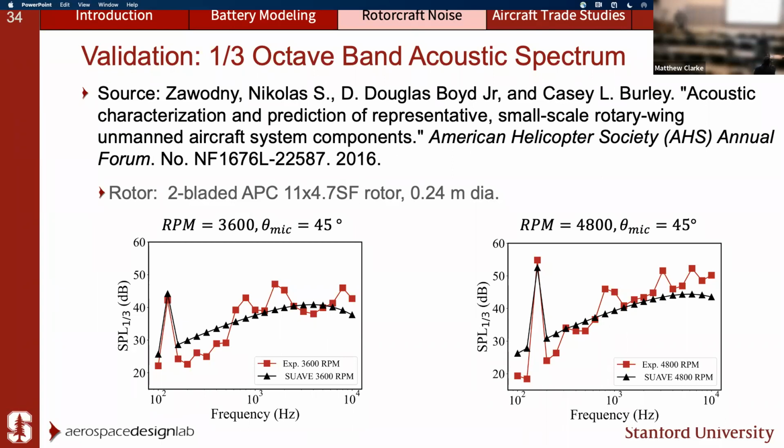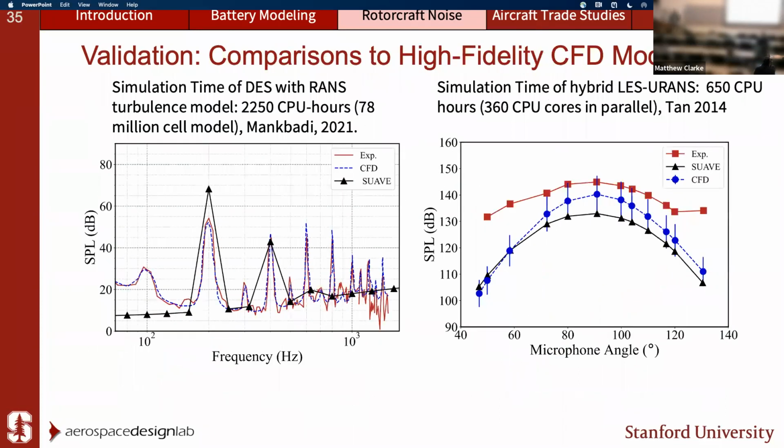But that's all fine and good, but how does that compare with CFD? Here are the results comparing a case that was done at, I think, Virginia Tech and another study by Tan in 2014. In this plot, it shows that we're able to capture the first two harmonics, but we're doing a pretty poor job in capturing the higher harmonics. So there's still some work that needs to be done in really improving the model that we're using.